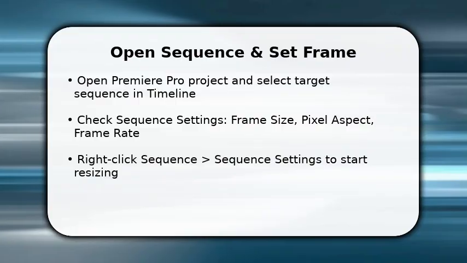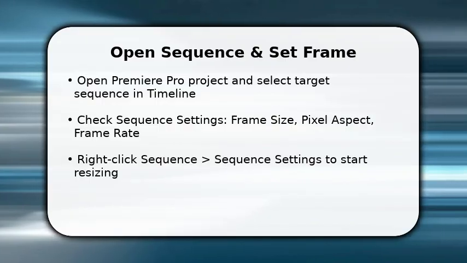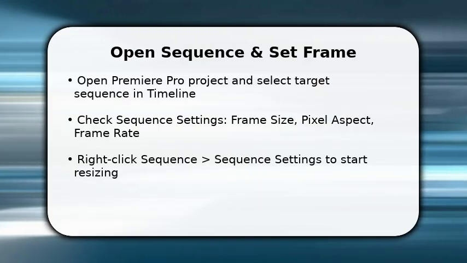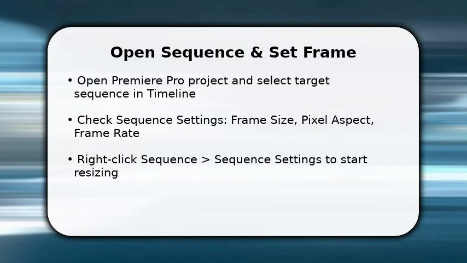You start by opening the project and selecting the sequence you want to change. Once selected, open sequence settings so you can change the frame size directly. This controls pixel dimensions and affects export. Make sure you know the intended deliverable, web, broadcast, or social, because different platforms require different frame sizes.